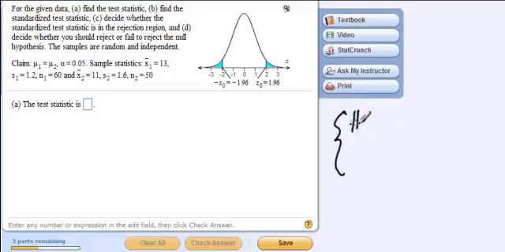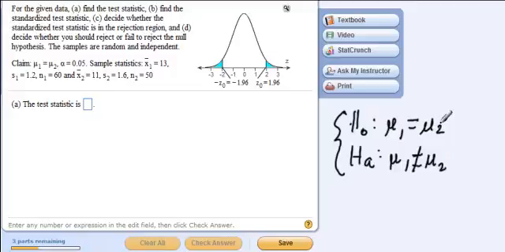So H naught, mu 1, and H sub A, mu 1. Now the claim is that they're equal, so that'll go in our H naught. So mu 1 is equal to mu 2. And the complement then would be not equal to.